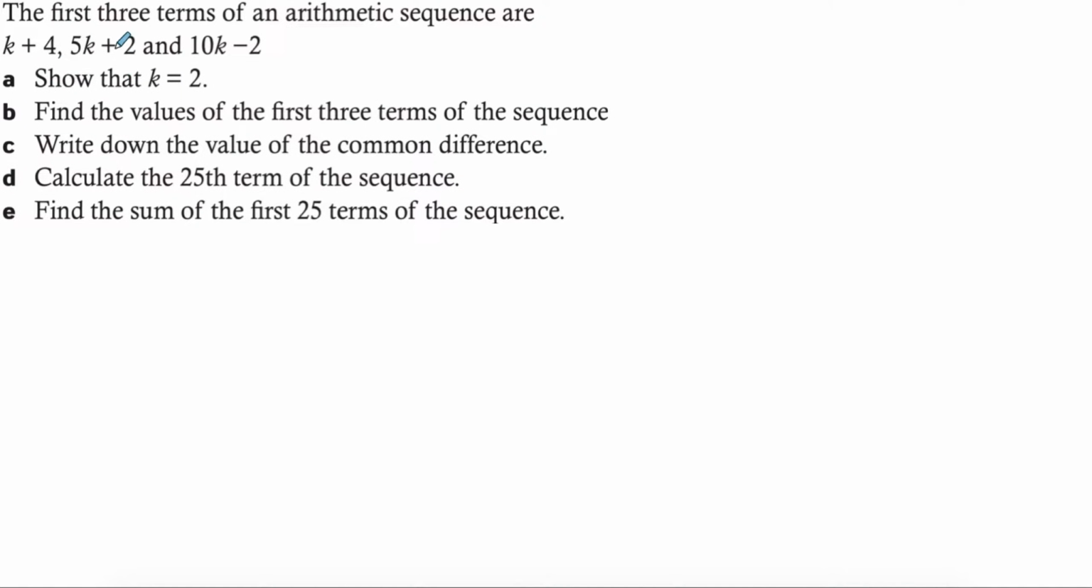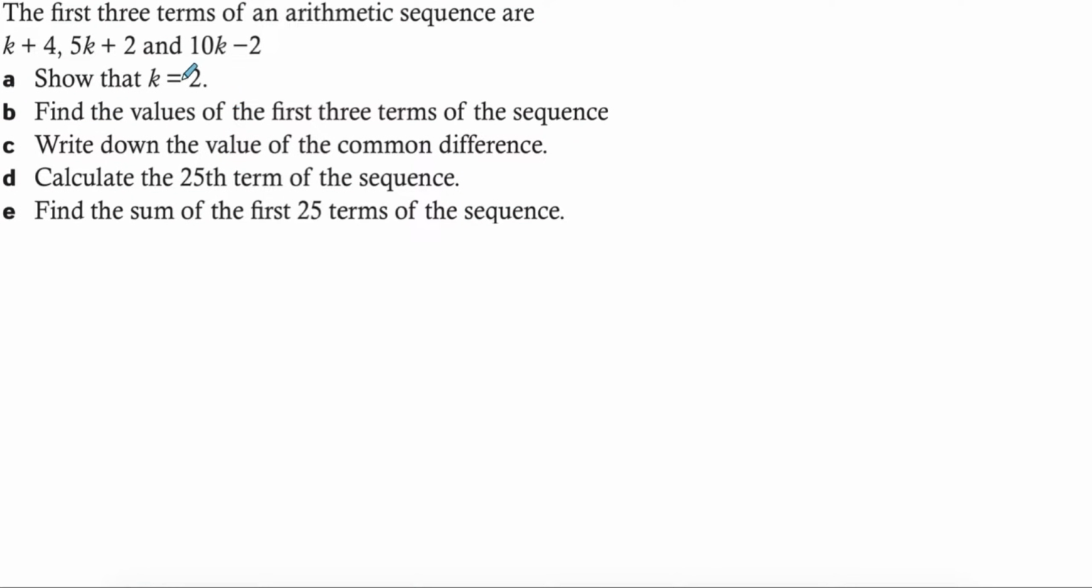In an arithmetic sequence, there's a common difference between the terms, so I'm adding the same number to get from one to the next. Don't concern yourself with the numbers here. There's a 5 here, there's a 10 here, there's a plus 4, plus 2, minus 2. Don't worry about these. As long as we know that if I substitute k equals 2, I'm going to get a number, and something's happening between them.